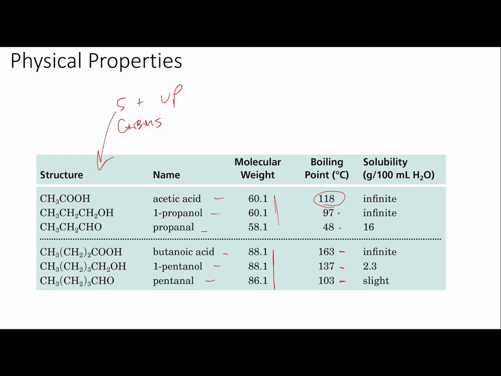But you can see here for acetic acid, with 2 carbons, it's pretty soluble in water. I don't have another list of propanoic and butanoic, but you would see the solubility start to decline as the carbon chain gets longer.